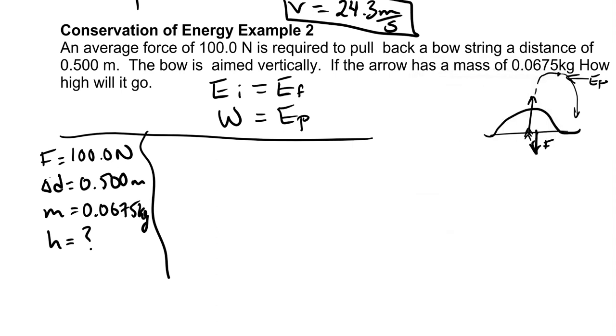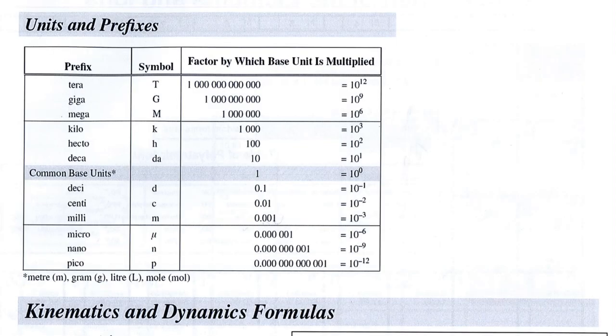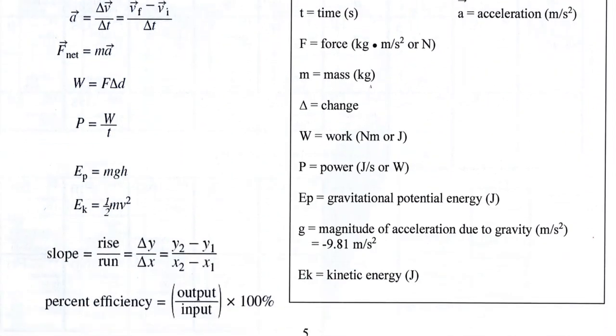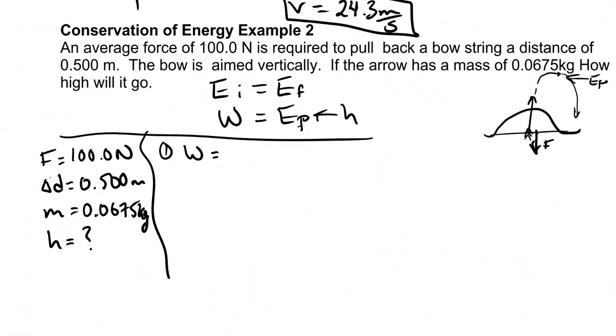So if we want the height, remember, the height is related to the potential energy. So if we want the height, what do we have to get first? We've got to get the work first. So step number 1, work equals. Well, do you remember what it equals? Here, I'm pulling up our data booklet. What's work here? Well, work here is the force times the distance. All right, no problem.